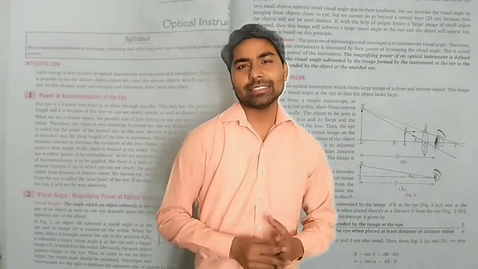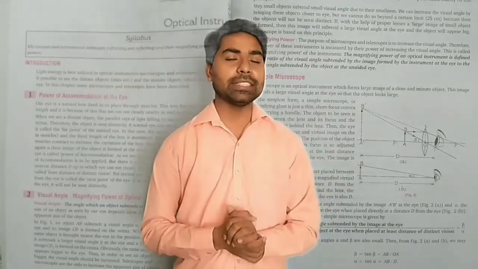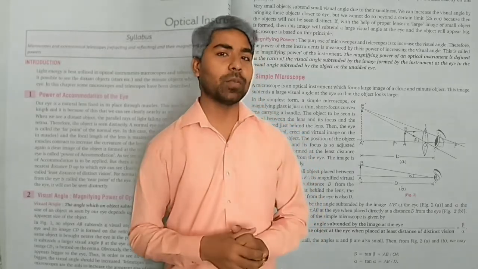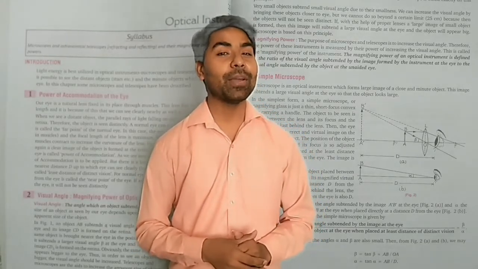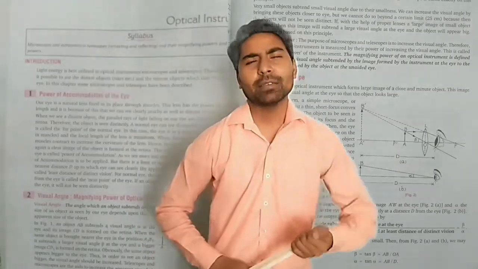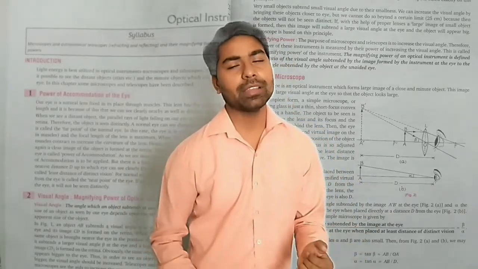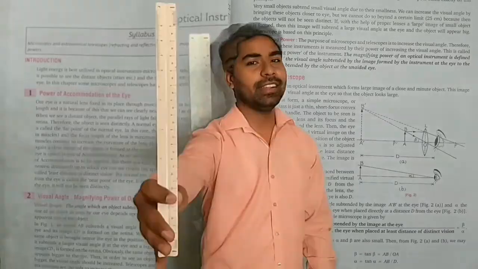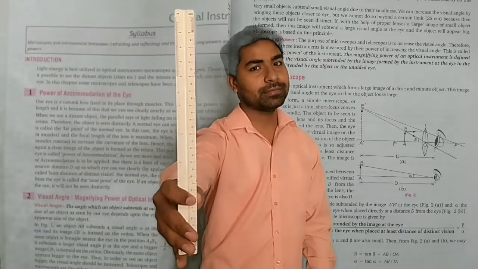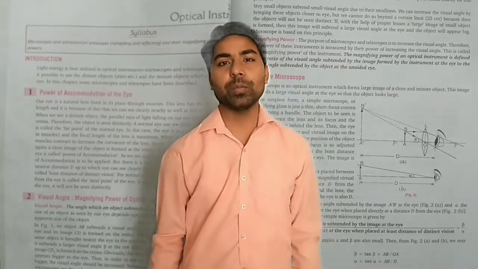So last time, we were starting chapter 18, optical instruments. In that, the first topic was the power of accommodation of the eye. I'm just reviving the topics. See this, the scale. If you focus on the scale, I will blur. And if you're focusing on my face, at this time the scale will be blurred. This is the power of accommodation of the lens.